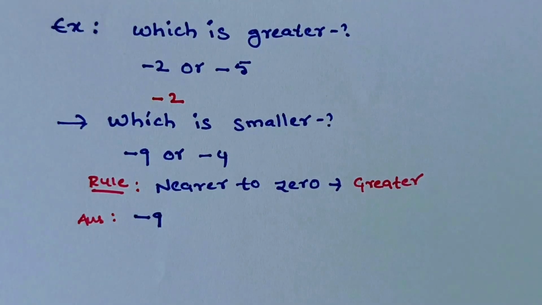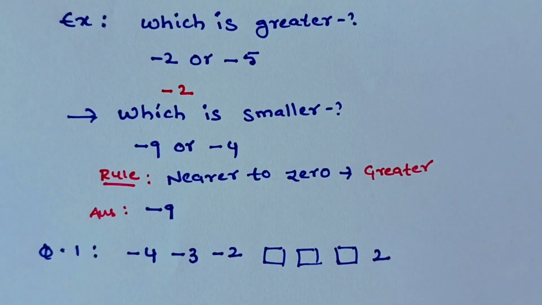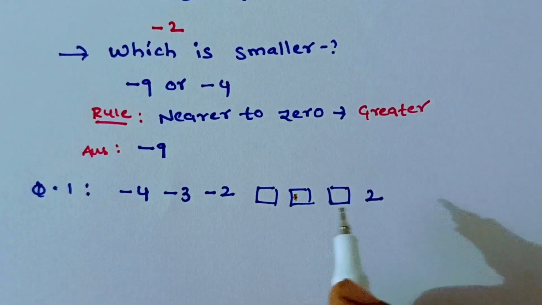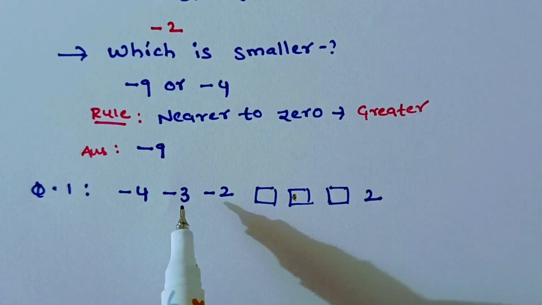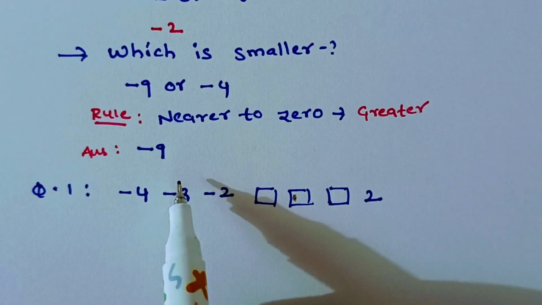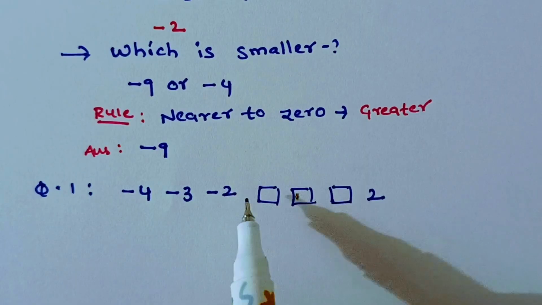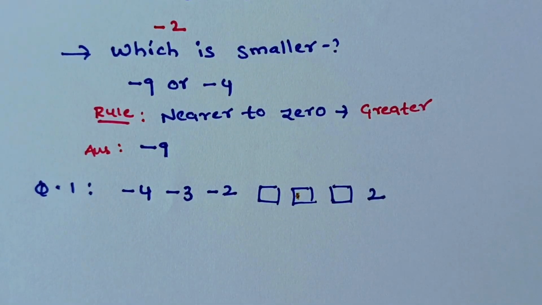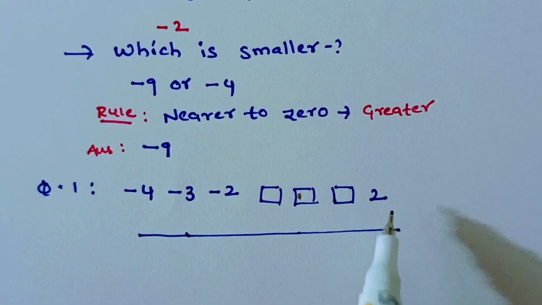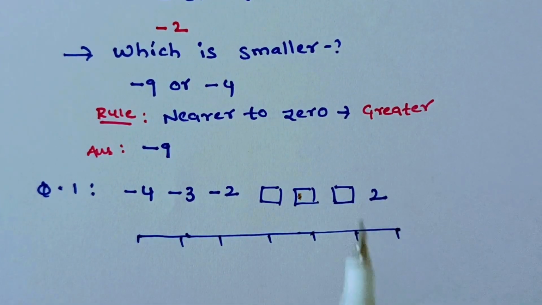So, let's see some problems here. See this question: -4, -3, -2, three blanks, and 2. Observe the pattern. -4 to -3, what happened here? Increases by 1. Next -3 to -2, increases by 1. So continue. Draw a number line here. How many places? 1, 2, 3, 4, 5, 6, 7.